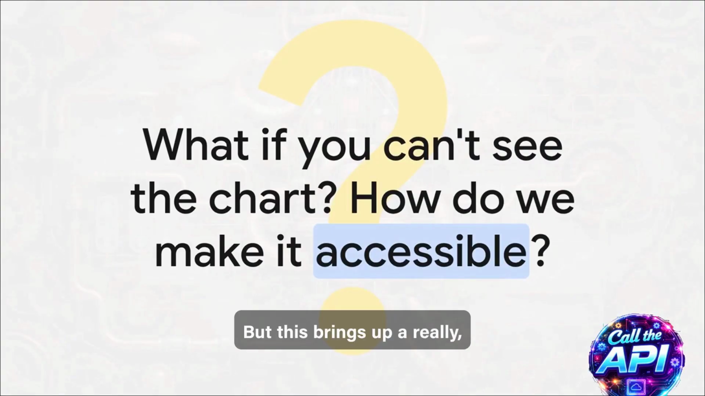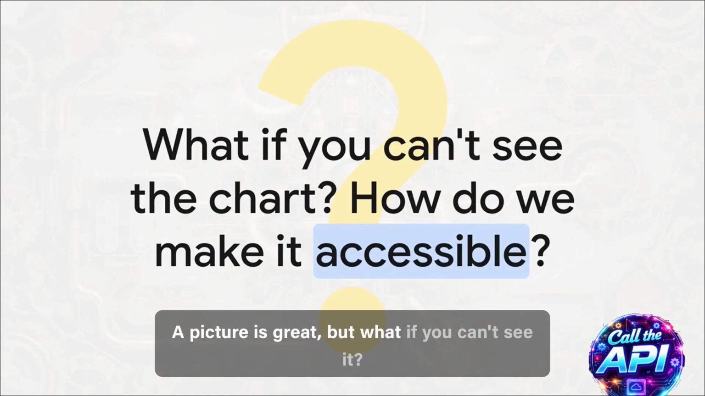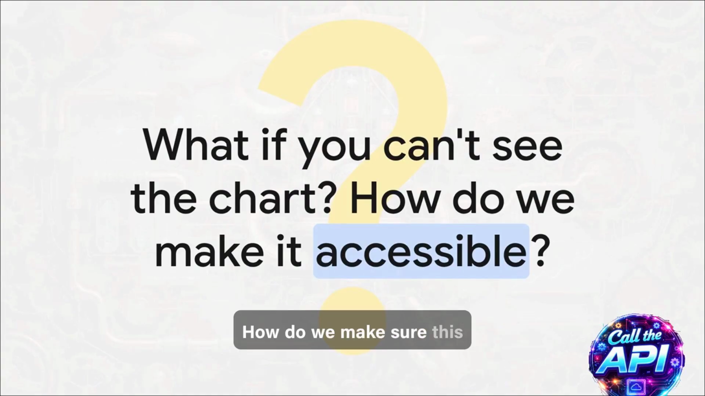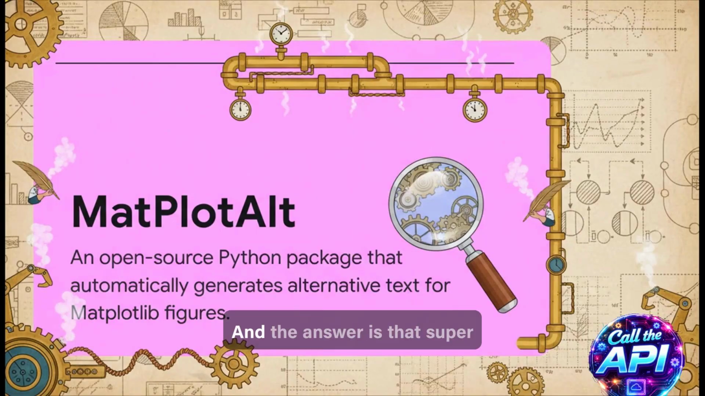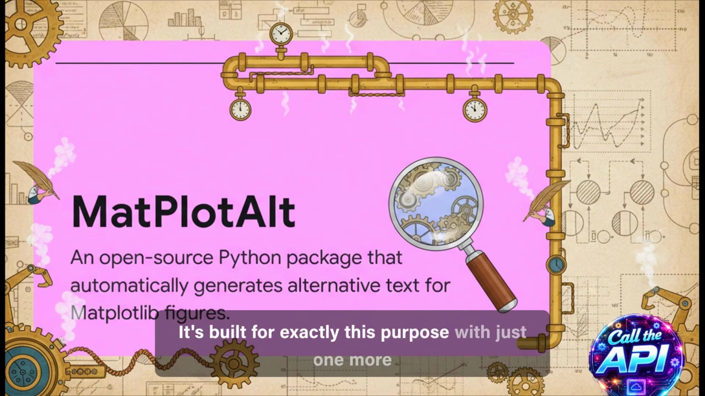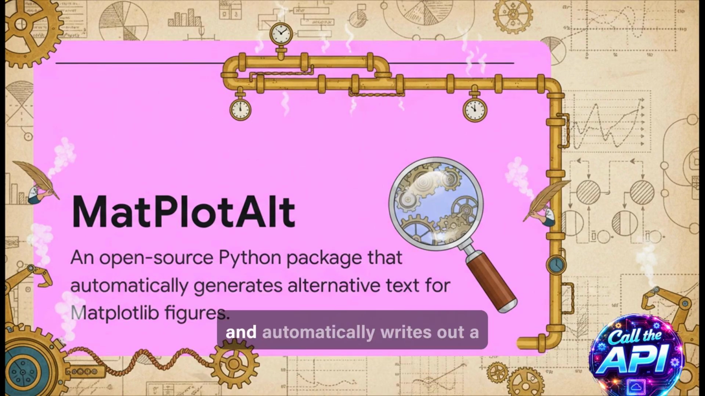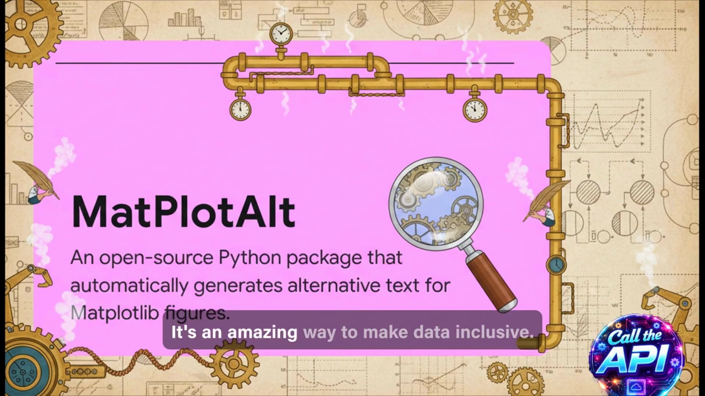But this brings up a really important point in data science today. A picture is great, but what if you can't see it? How do we make sure this information is accessible to someone, say, using a screen reader? And the answer is that super clever tool from our toolkit, MatplotAlt. It's built for exactly this purpose. With just one more line of code, it looks at the chart we made and automatically writes out a detailed text description of it. It's an amazing way to make data inclusive.